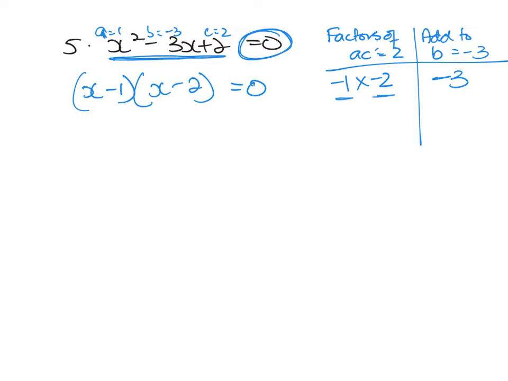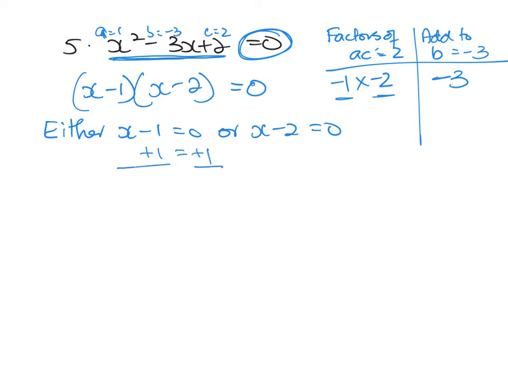Since the equation is equal to 0, we can now attempt to solve it as I've just shown you. So our statement would be either x minus 1 equals 0 or x minus 2 equals 0. We add 1 to both sides, which gives us that x is equal to 1. We add 2 to both sides, which gives us that x is equal to 2. So the solution to this equation would be either x equal 1 or x equal 2. And we must state both to get the marks.